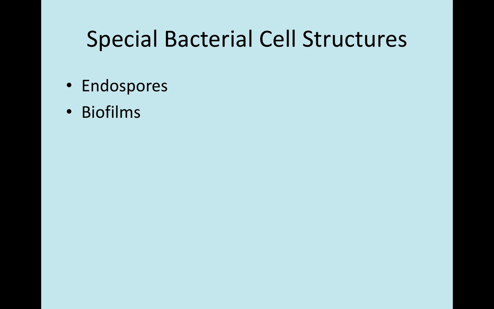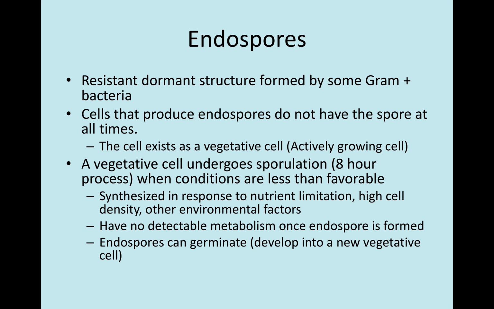A couple of special cell structures would be endospores and biofilms. Endospores, very important. You will find questions on the short answer portion of the exam about endospores. An endospore, in general, is a resistant dormant structure formed by some gram-positive bacteria. So this is important. Only some gram-positive bacteria can produce these.